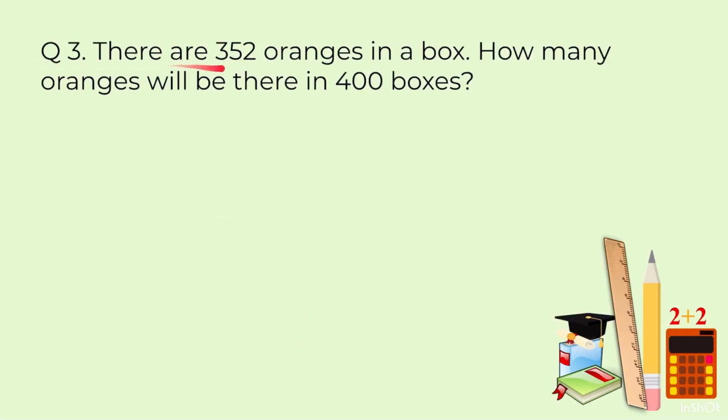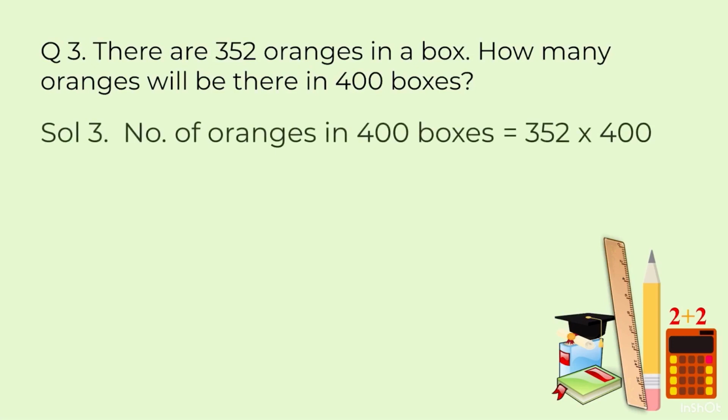Question 3. There were 352 oranges in a box. How many oranges will be there in 400 boxes? So what do we have to tell in this question? We have to first think about that. In this particular question, we have to tell about the number of oranges in 400 boxes. So we will write that only. Number of oranges in 400 boxes is equal to 352 into 400. You will write them in the multiplication format.